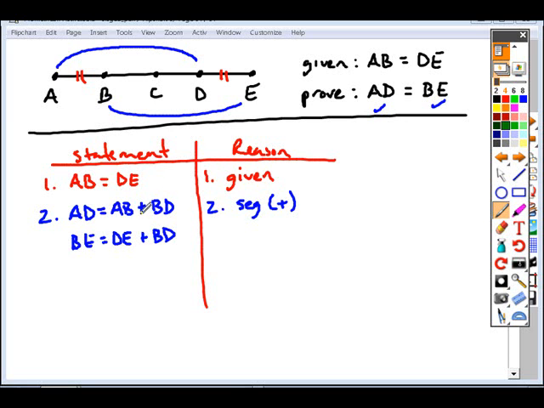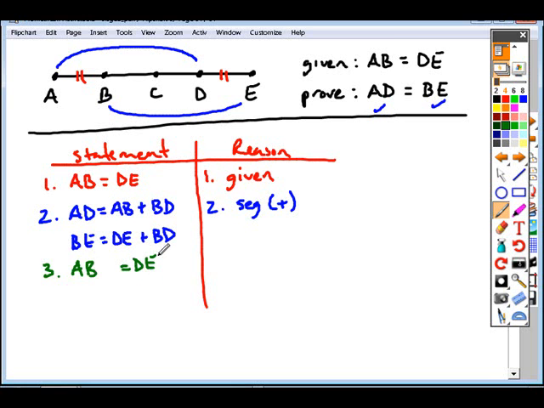Okay, so one method is if I can show that AB plus BD is equal to DE plus BD, then I'm able to prove that these two things would then be equal. So let's see if that's possible. What if I go back, in order to show that AB plus BD is equal to DE plus BD, I need to start with my given statement that AB is equal to DE.